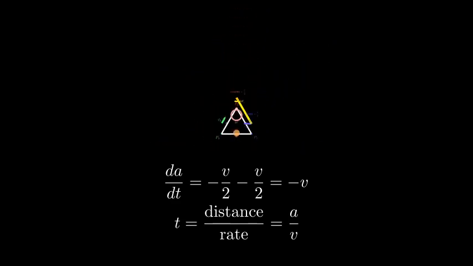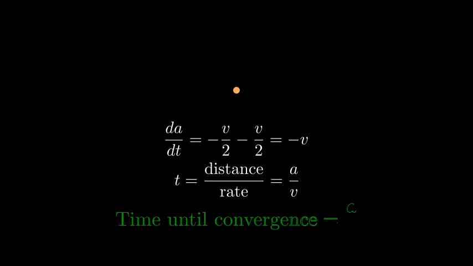Because the triangle maintains its equilateral shape throughout the motion, when one side reaches 0 length, all 3 sides reach 0 simultaneously, meaning all 3 points converge at exactly the same time. Therefore, the time until convergence is simply a divided by v.